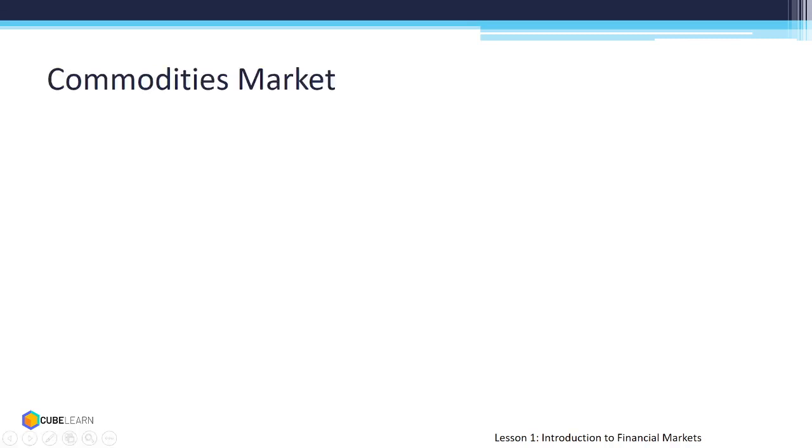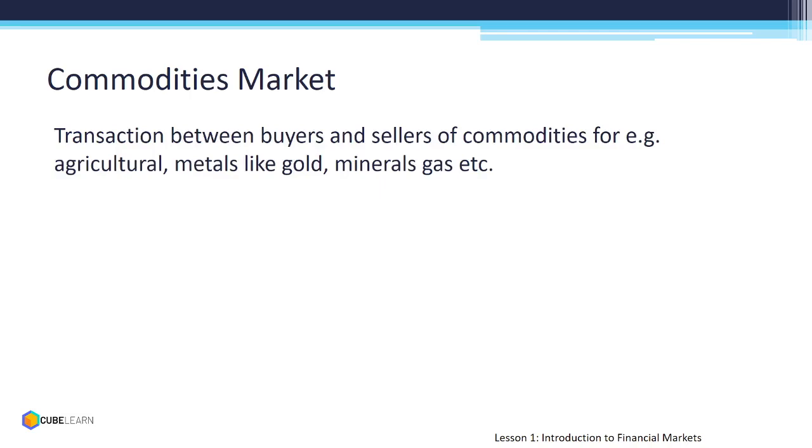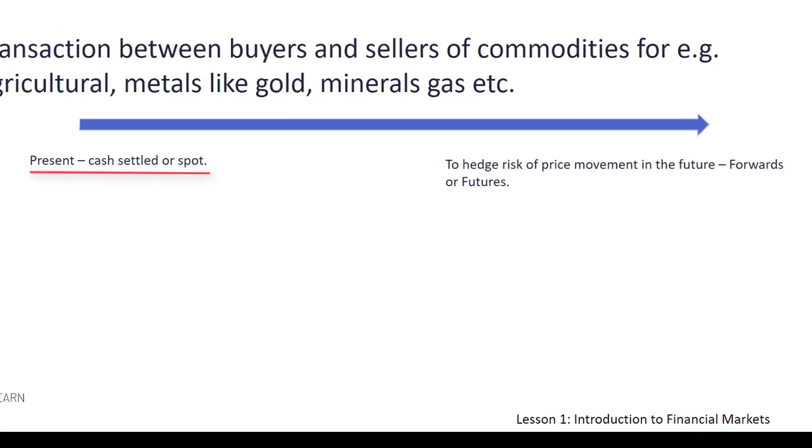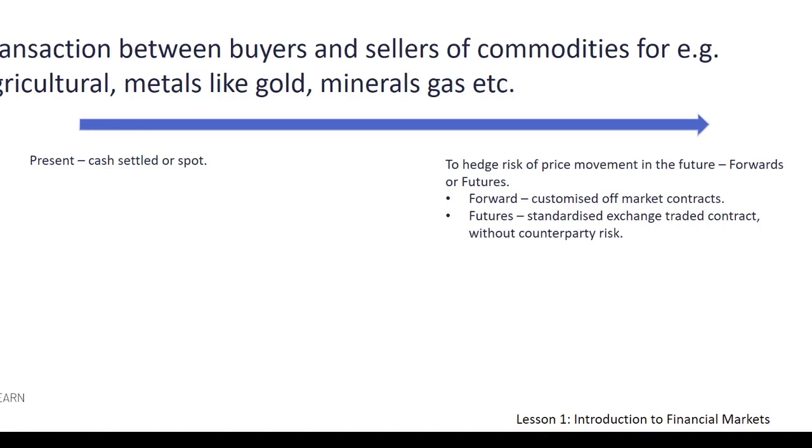Commodities market. These markets facilitate transactions between buyers and sellers of commodities. Commodities range from agricultural products to metals. Transactions can be both in the cash market, also called spot market, for immediate delivery, or at a future point to hedge risks of price movement in the future. This can be facilitated by the forward or futures market.